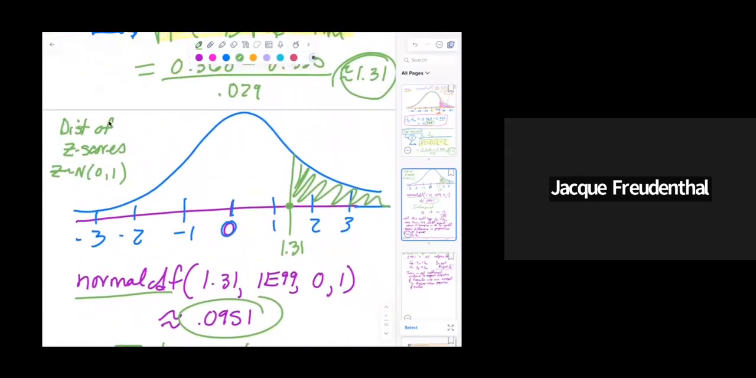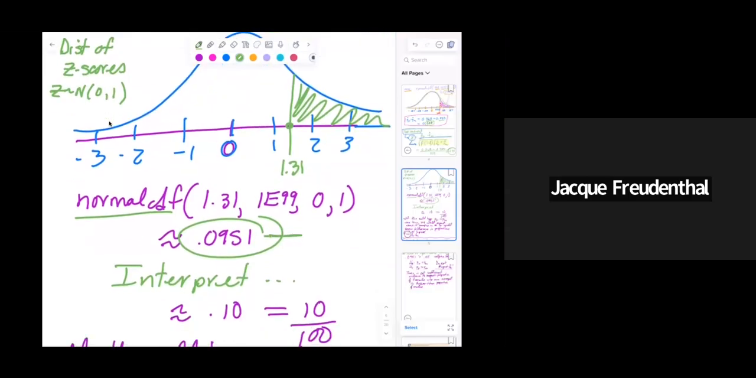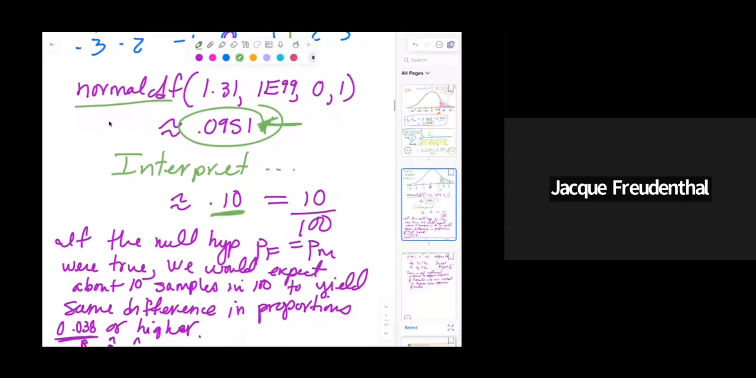Okay, so let's interpret this. We're going to interpret it by saying, okay, let's think of this as approximately 0.10. So that's 10 out of 100. So that means if the null hypothesis that we're assuming the proportions are equal, proportion of female is the same as the proportion of male. If the null hypothesis were true, we would expect about 10 samples in 100 to yield the same difference in the proportions. So that same difference of 0.038 or higher.